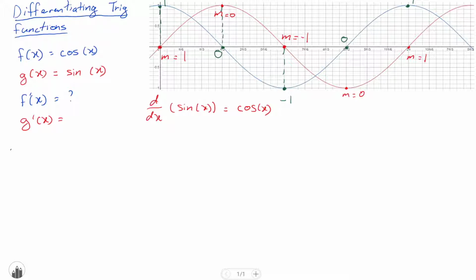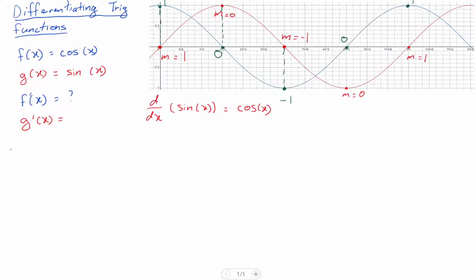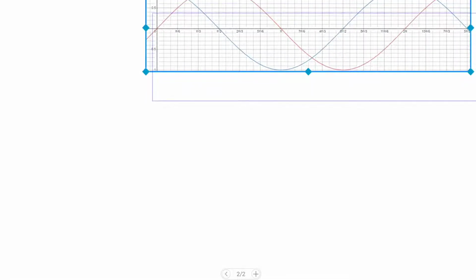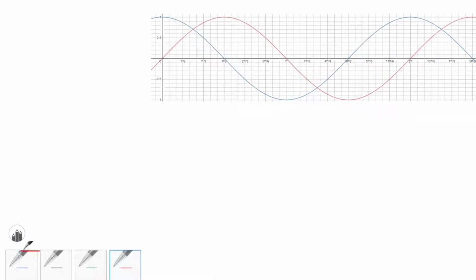So the derivative of sine x is just equal to cosine x, based on these values that we have already found. Now, let's look at the reverse situation. What if we take this entire graph and look at it on this side over here? And now, instead of looking at sine of x, let's look at cosine of x.